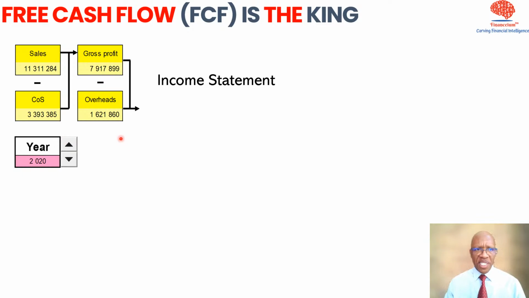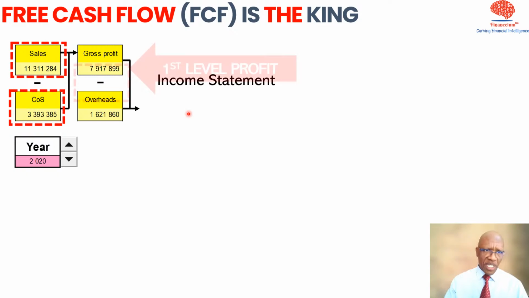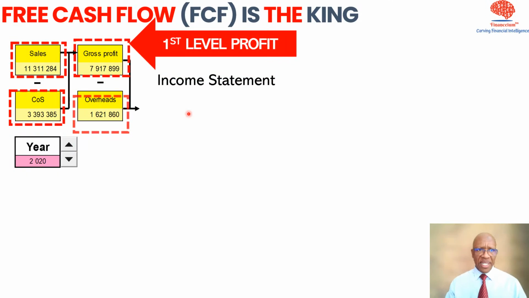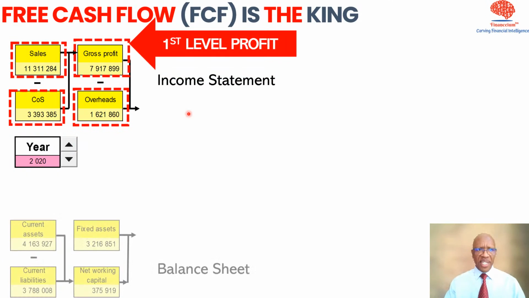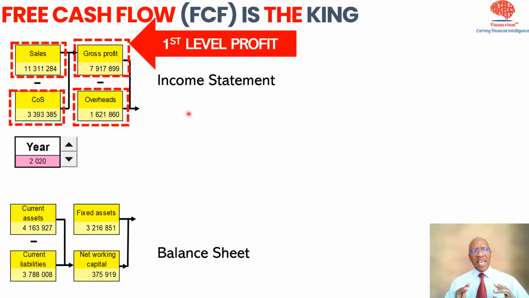So for this fictitious company that we're dealing with at the year 2020, we're going to be looking at these financial statements to appreciate and or calculate the free cash flows. So from the income statement, we look at the sales less the cost of sales, and that gives us our gross profit, or your first level of profit. And then from that, we will subtract the operating expenses or your overheads. So I've already spoken about this. Let's just move on to the next conversation.